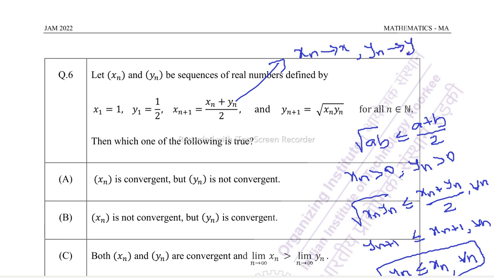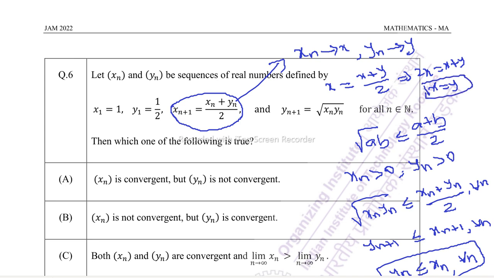So if we look at this identity, xn plus 1 is a subsequence of xn. Therefore, that also converges to x. And xn converges to x and yn converges to y, therefore xn plus yn by 2 converges to x plus y by 2. So if we simplify this, what will we get? 2x equal to x plus y. Therefore we can cancel one x, we get x equal to y. Therefore both the limits should be equal.